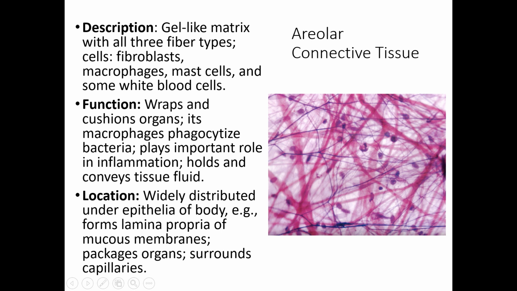The matrix is gel-like, and there are plenty of cells: fibroblasts, macrophages, some white blood cells, but mostly you cannot see the cells, you can only see the cell nuclei right here. Functions: this type of tissue wraps and cushions organs, and it can fight bacteria by taking them inside through phagocytosis. It takes part in inflammation, and it also holds connective tissue fluid.